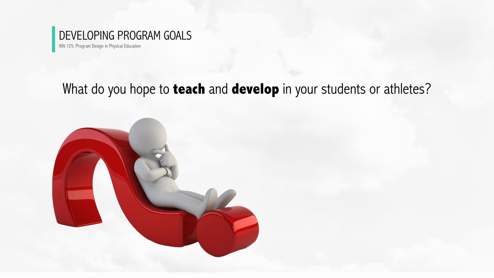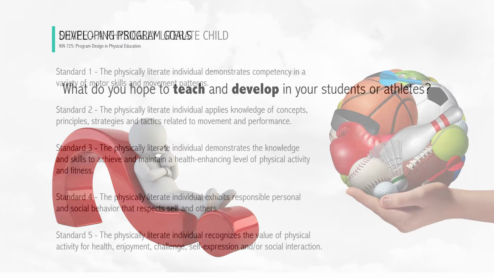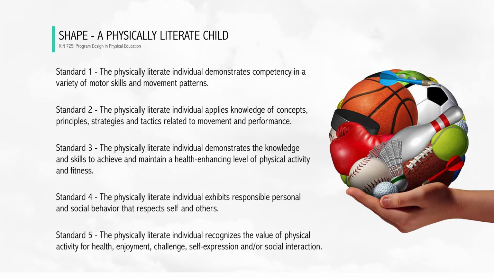So, what do you hope to teach and develop in your students or in your athletes once they have gone through your entire program? For example, if you take a look at the expectations of a physically literate child as defined by SHAPE's national standards, these are the expected outcomes for a student who goes through a quality physical education program. So regardless of what level, elementary, middle school, high school, anyone who has gone through what they call a quality program hopefully is able to meet all of these 5 standards of a physically literate individual. So those are the ultimate outcomes.